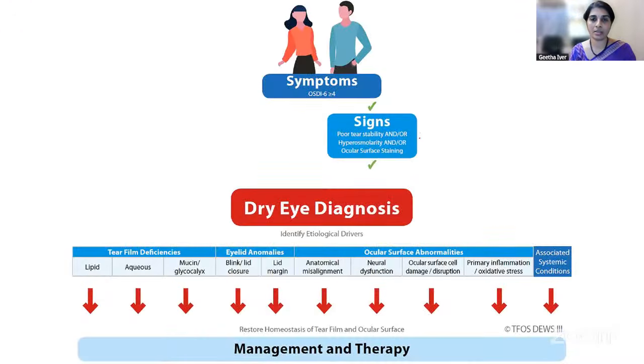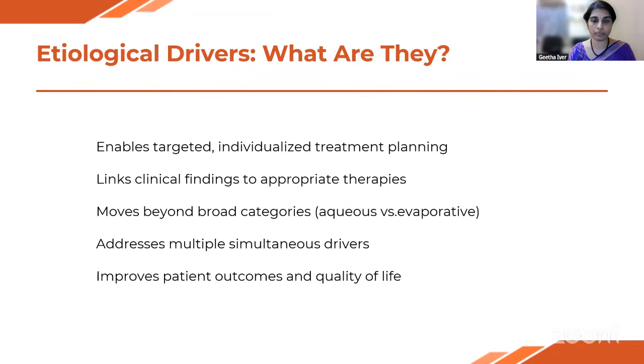So this is where the next layer comes in to DEWS-3, where once you have diagnosed a patient to have dry eye disease, you try and identify the etiological drivers, which are divided into 4 main subheadings: tear film deficiencies, eyelid anomalies, ocular surface abnormalities, and associated systemic problems. And then you divide each one of them into subcategories. You tick the problem that the patient has. So that helps you in management and therapy as far as treatment of your patient is concerned. So what exactly are etiological drivers? It enables targeted, individualized treatment planning. It links clinical findings to appropriate therapies.